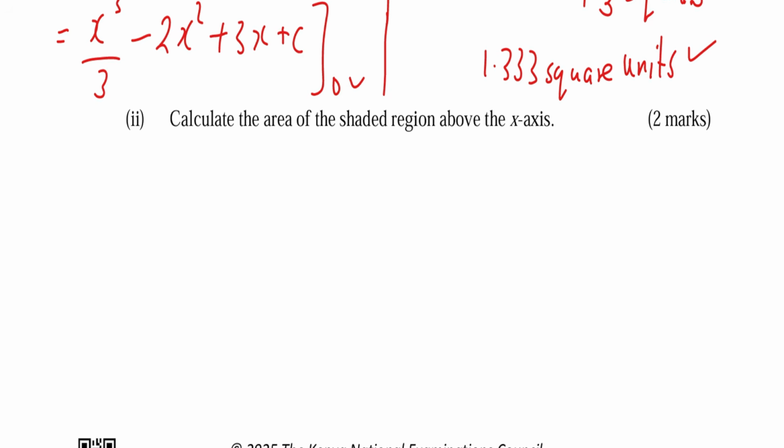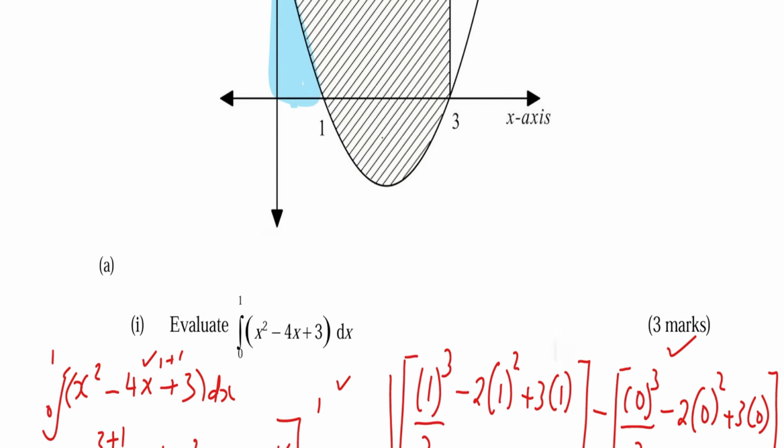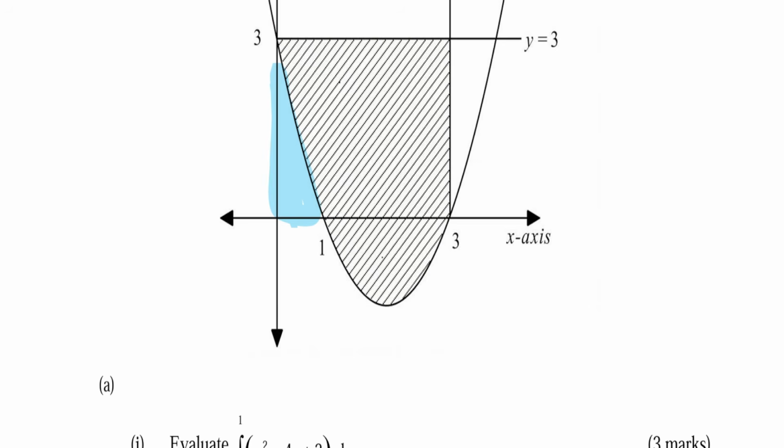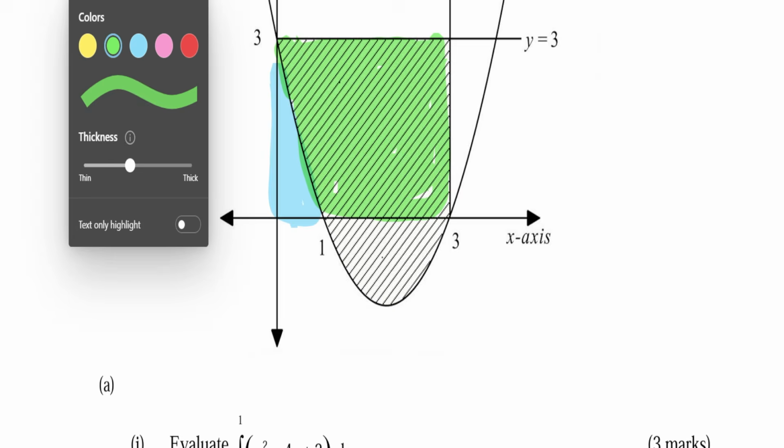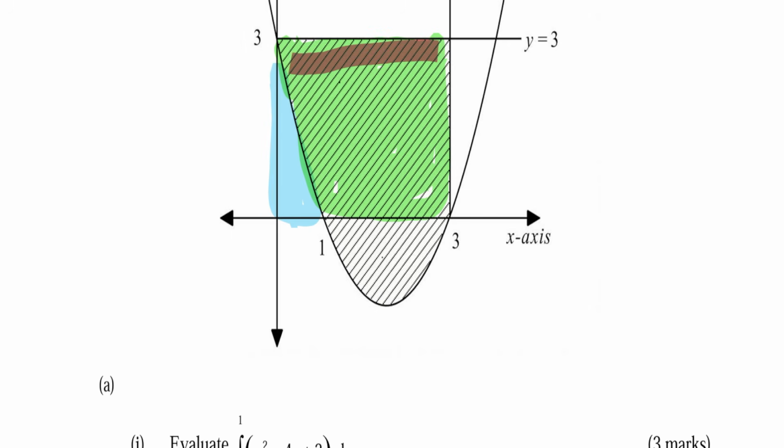Now, Roman 2, calculate the area of the shaded region above the x-axis. The shaded region is this one. The one they are telling us to calculate is this one here. Now, how do you calculate for this region? For you to calculate the shaded part here, you need to calculate for the whole thing. The whole thing is this square part. Yes, it is a square because the sides are 3 by 3.